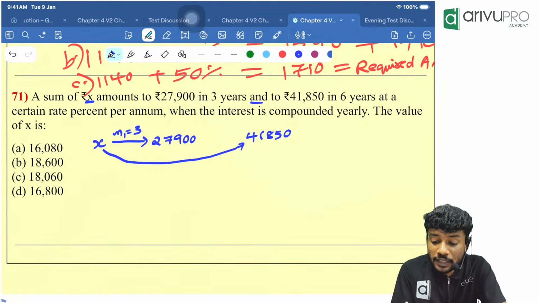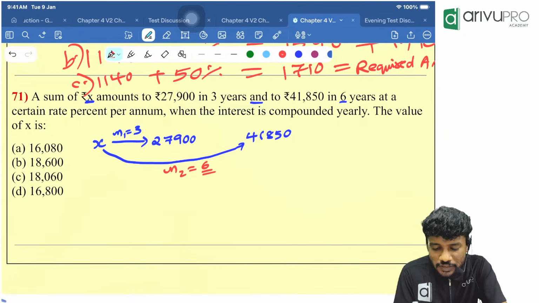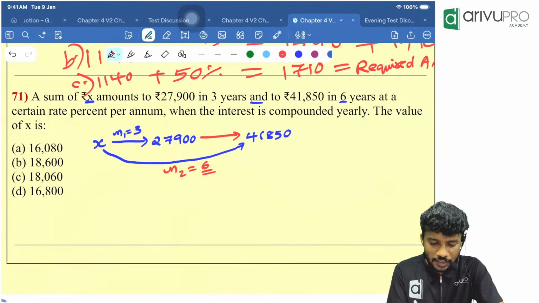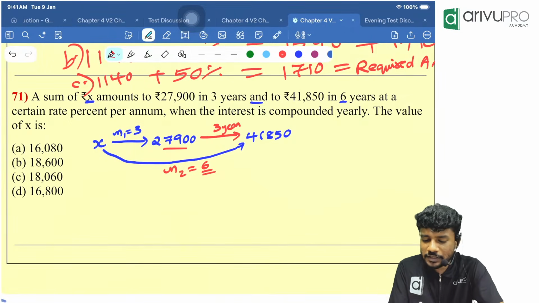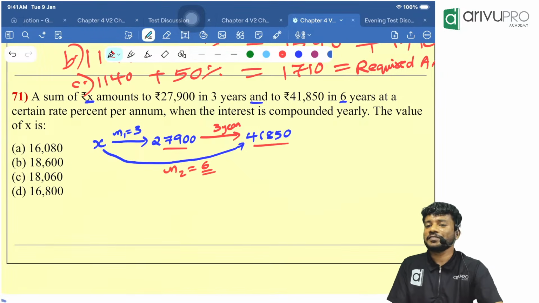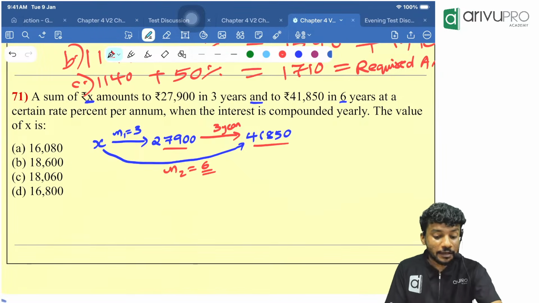41850. In how many years? In 6 years. Can I call N2 is equal to 6 years? Now, can anyone tell me in what time 27900 became 41850? 6 minus 3, which is nothing but 3 years. So, in 3 years, 27900 became 41850.